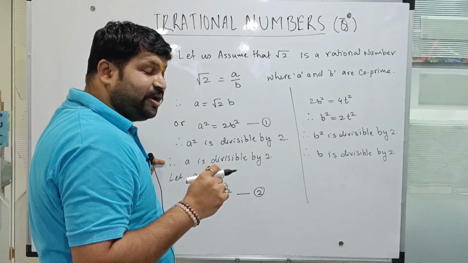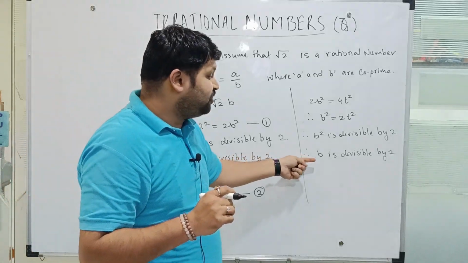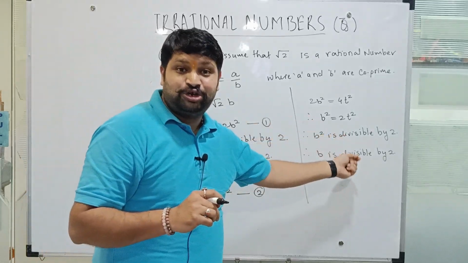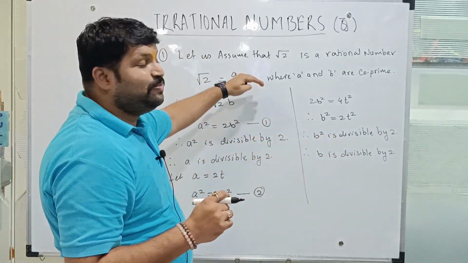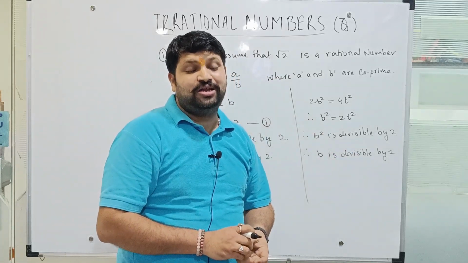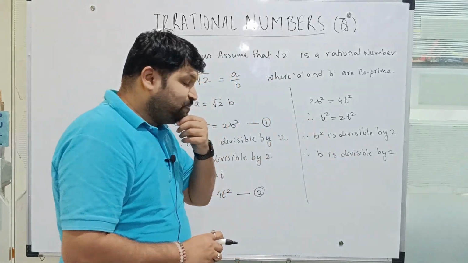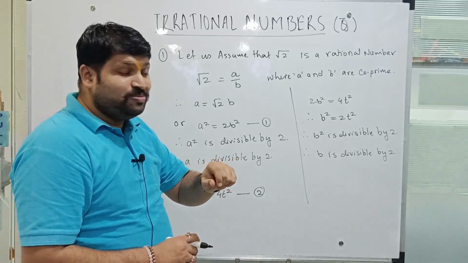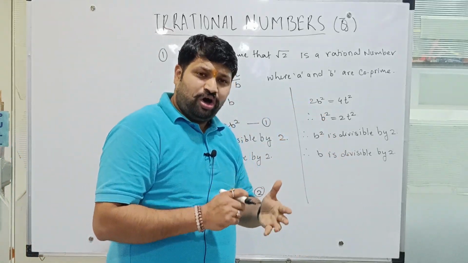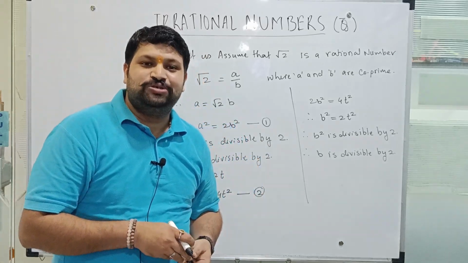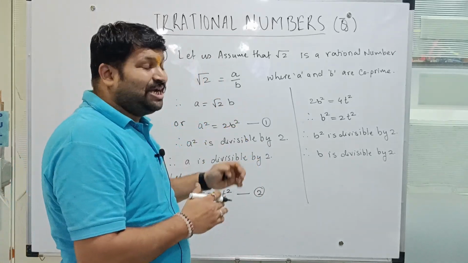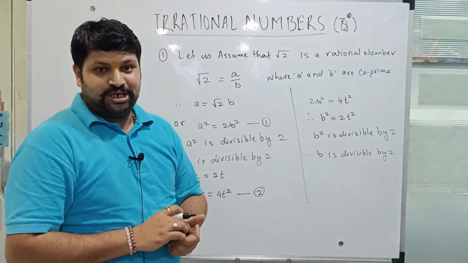Here I have proved that a is divisible by 2, here I have proved that b is divisible by 2, which means that both a and b are divisible by 2. However, a and b are coprime. They cannot have a factor other than 1, which means there's something wrong with our assumption, or simply speaking, our assumption is incorrect. Since our assumption is incorrect, we can say that root 2 is an irrational number.